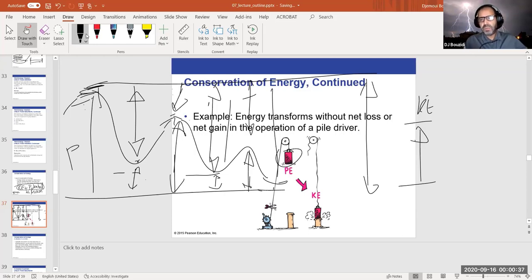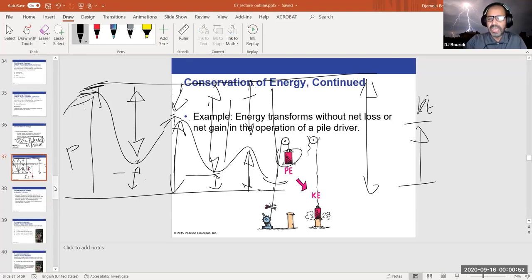Did you guys see the problem? It's one of the problems that I assigned. It's similar to this question. Provided no friction is involved, okay? If friction is involved, this whole thing is a mess. Friction is called the bad boy of physics because it messes up everything for us. You guys understand this question? Because this is part of your homework assignment, by the way.